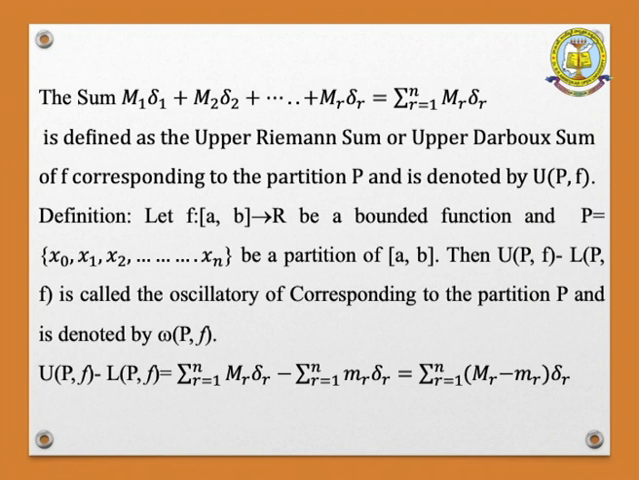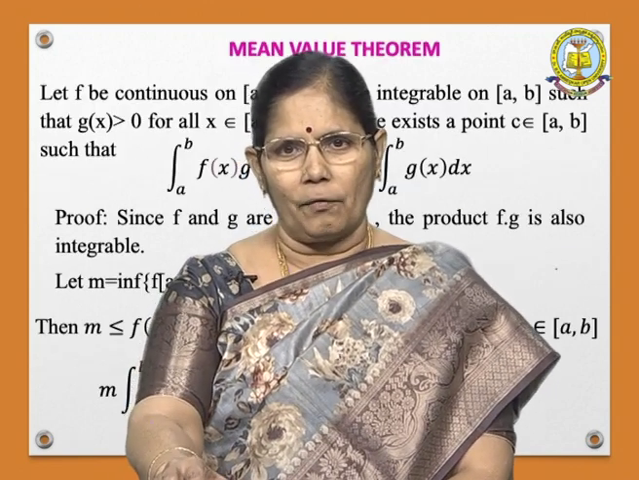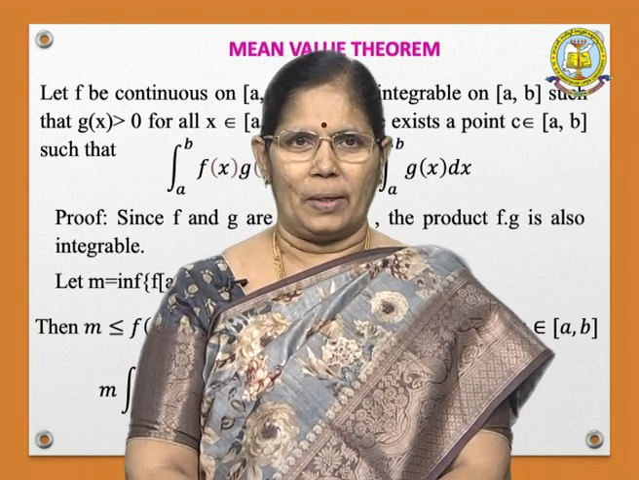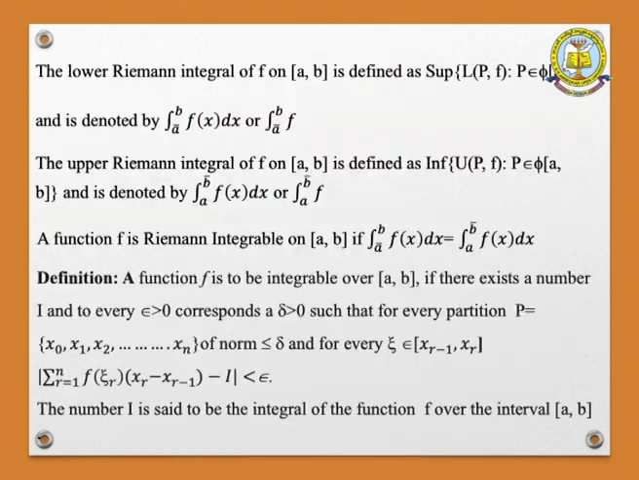In the previous lesson, we have seen that the set of all U(P, f) is bounded below, and the set of all L(P, f) over the partitions of [a, b] is bounded above. So, the lower Riemann integral we defined as the supremum of L(P, f) for P belonging to the partitions of [a, b], which is denoted by the lower integral from a to b of f of x dx.